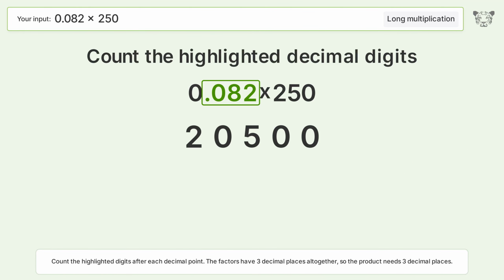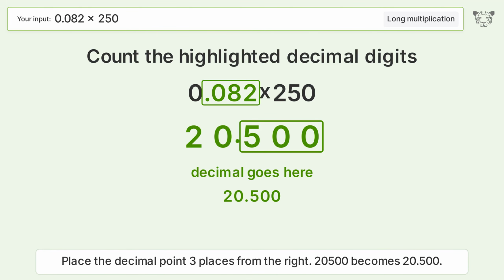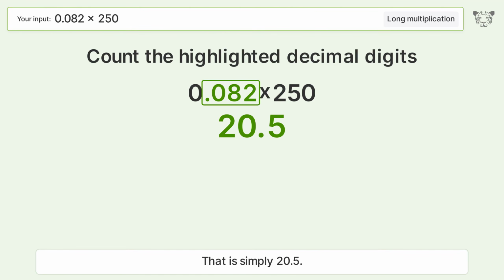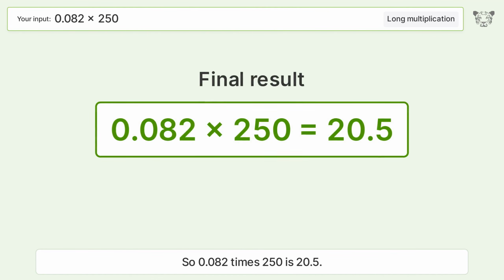Count the highlighted digits after each decimal point. The factors have 3 decimal places altogether, so the product needs 3 decimal places. Place the decimal point 3 places from the right. 20,500 becomes 20.500. That is simply 20.5. So 0.082 times 250 is 20.5.